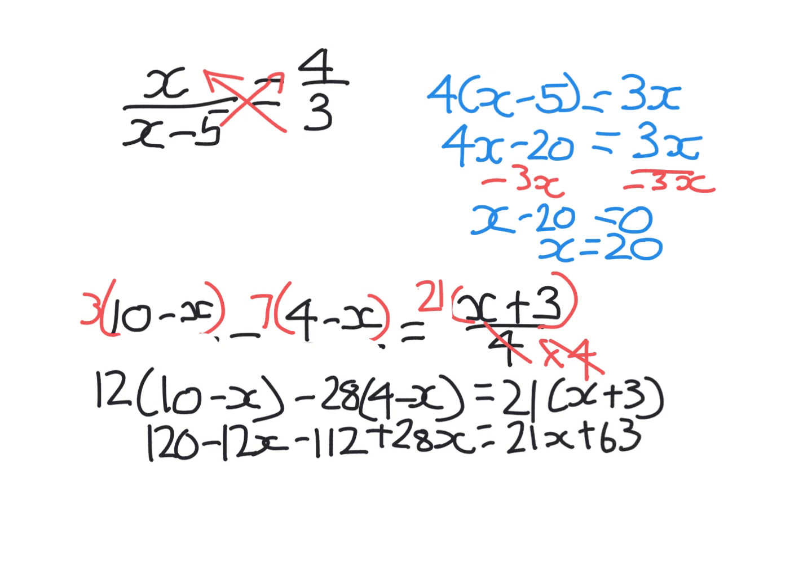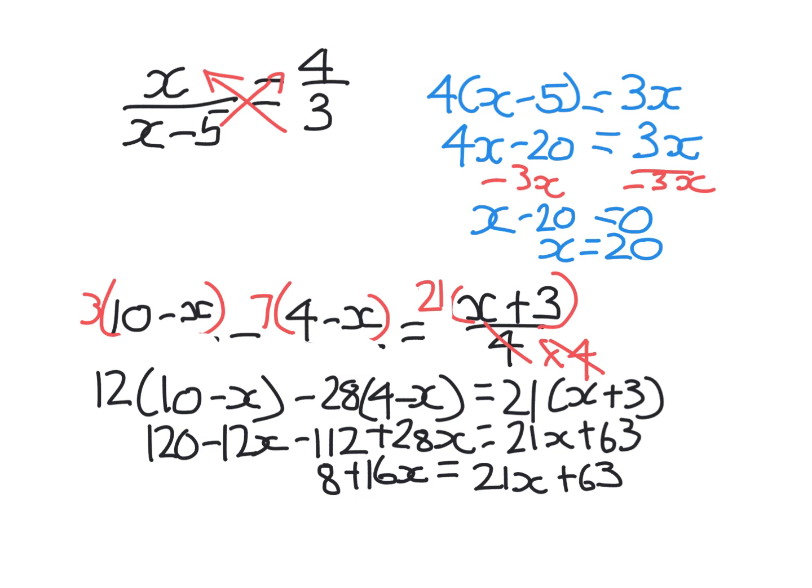Okay, so let's collect like terms. 120 minus 112 is of course just 8. Negative 12x plus 28x gives you positive 16x. And then of course we have 21x plus 63 on the other side. So we have at least reduced it to an equation with pronumeral on both sides that has no brackets or fractions. It was a lot of work, but step 1 is complete.